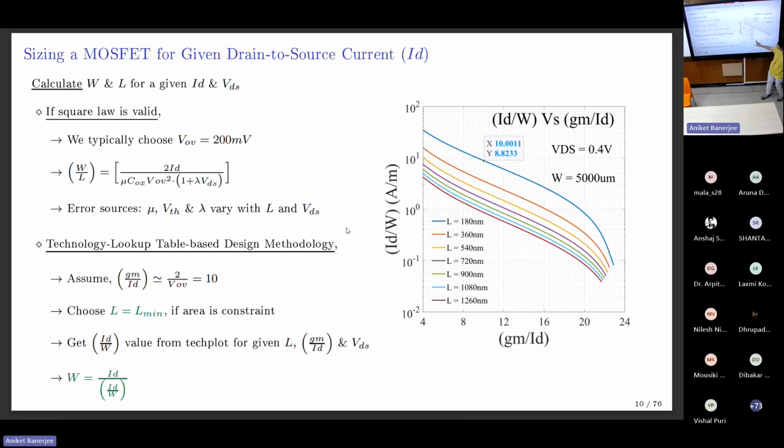Say gm/ID is 10. I go all the way up to the minimum length and look at what my ID/W is. Yes, we're all together. Now, once I have my ID/W, what is my width? The width is the current ID over ID/W. That gives me the width of the FET. I already know the length of the FET. So I size the FET using these characteristics taken from the FET itself.